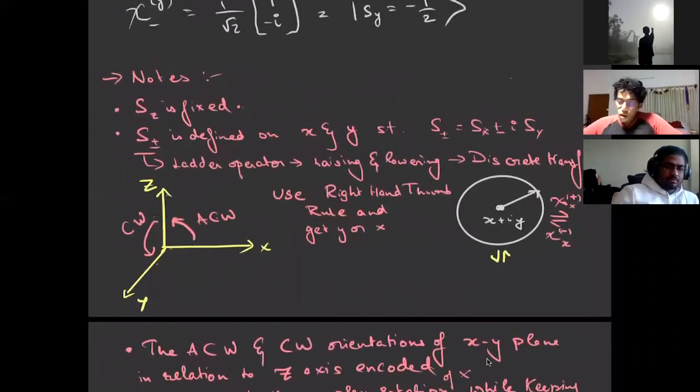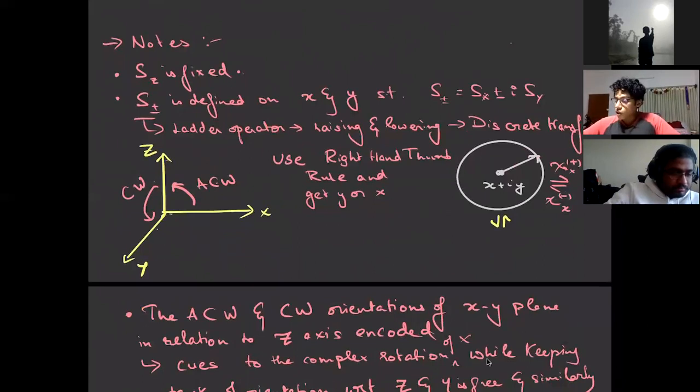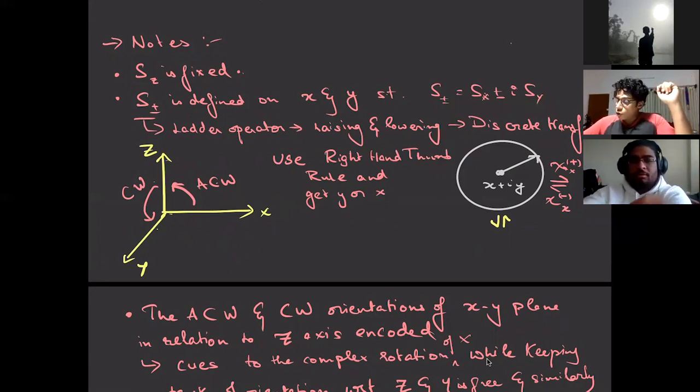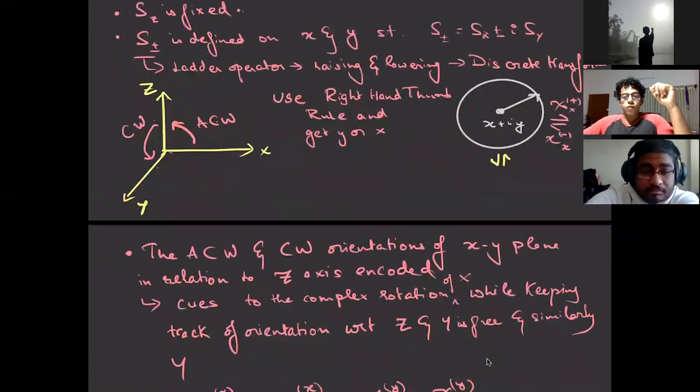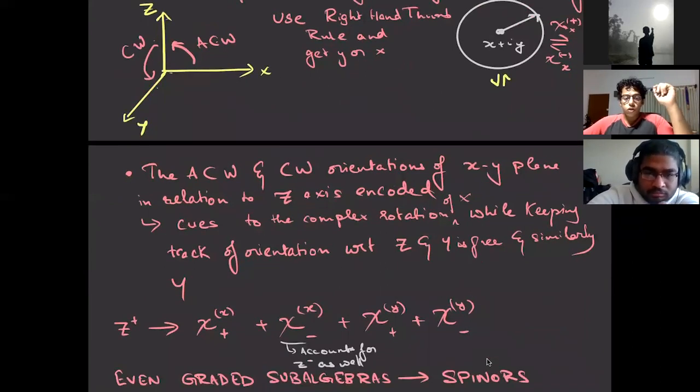So once you do that, let's look at this. Okay, key notes: SZ is fixed, and then you have S plus minus, the lateral operator, defined on X and Y such that you have this particular relation. So you choose your x to correspond to sigma 1 and y to correspond to sigma 2, right? After you choose this, you have this dual space, and you have the freedom of choice to use the right hand thumb rule or the left hand thumb rule for the orientation of x and y.